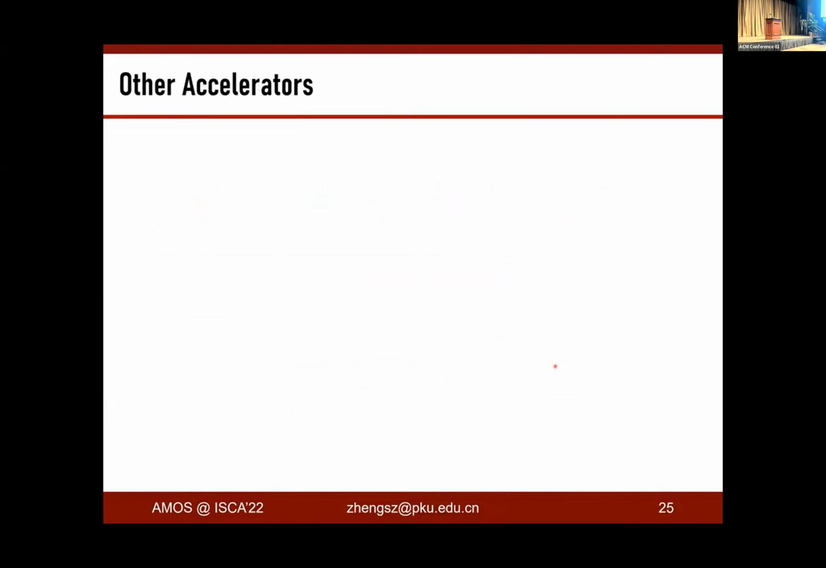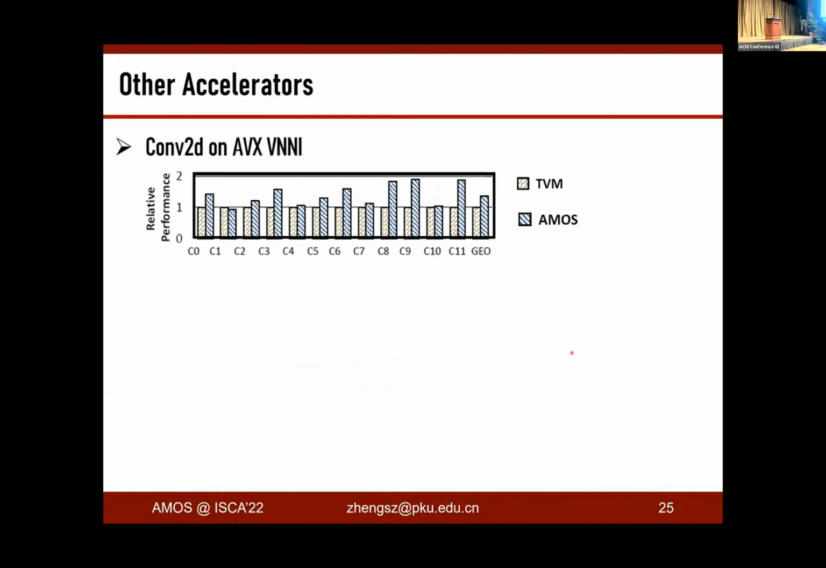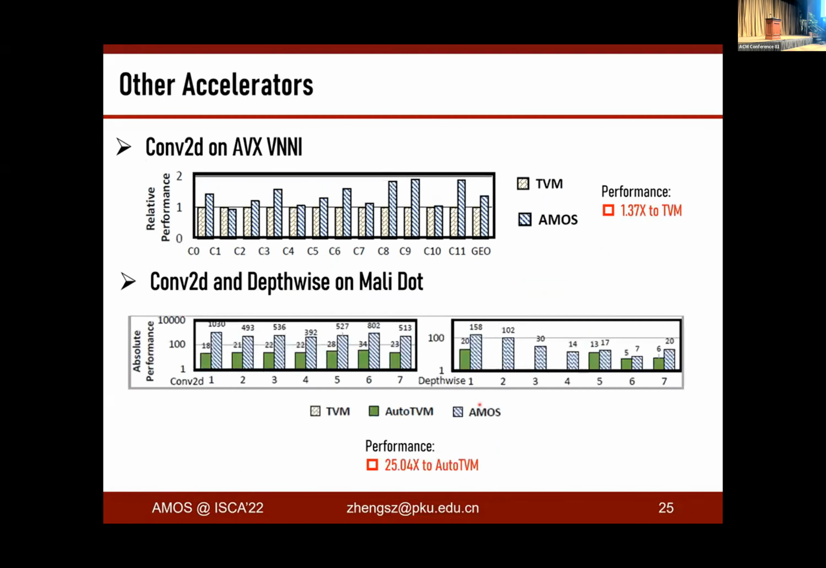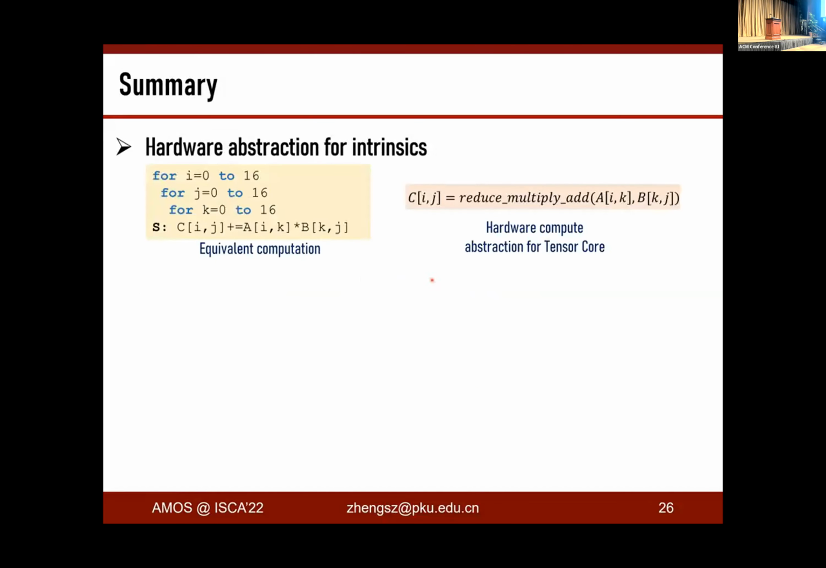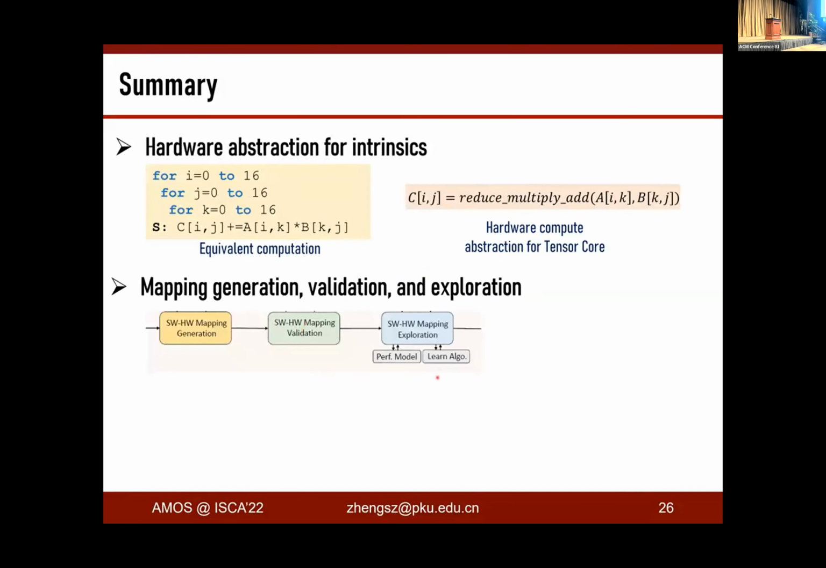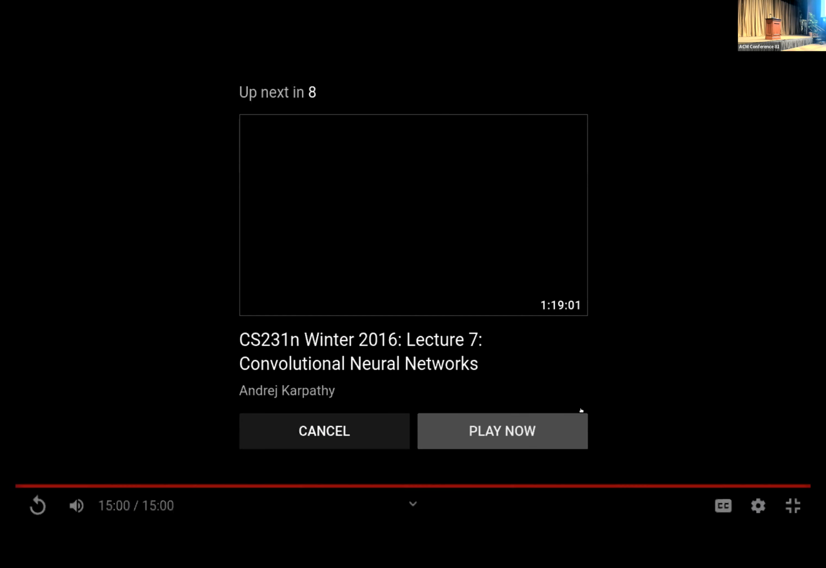On other platforms, AMOS also achieves better performance. On AVX CPU, the speedup to TVM is 1.37 times. And on Mali GPU, the speedup to AutoTVM is up to 25 times. In summary, we propose a framework, AMOS, that uses a hardware abstraction to represent different intrinsics in a unified manner. AMOS can perform mapping generation, validation, and exploration to achieve high performance on various accelerators. Our code is also open source. Feel free to download our code on GitHub. That's all. Thank you.